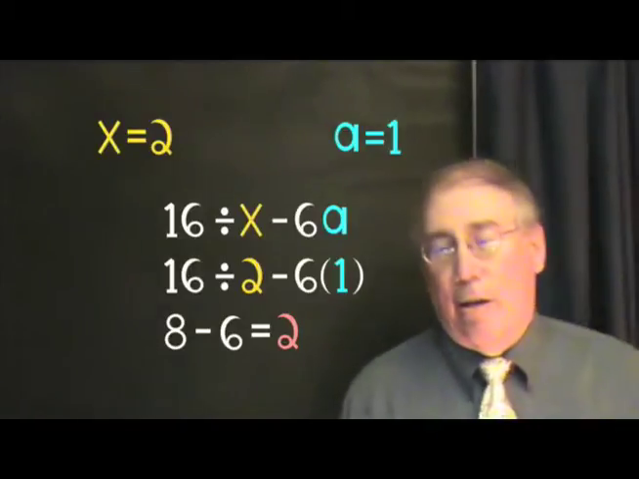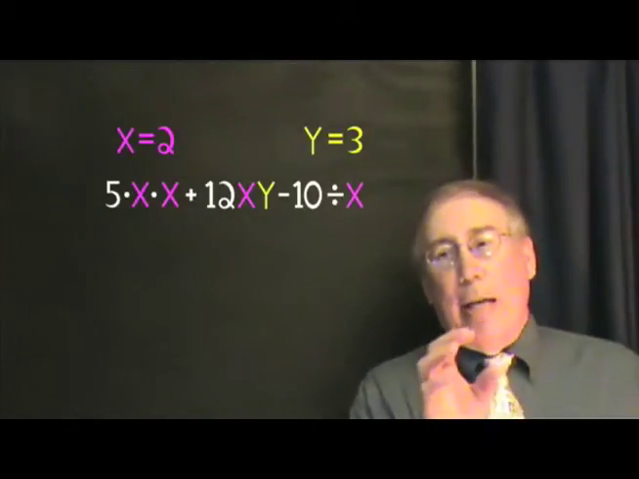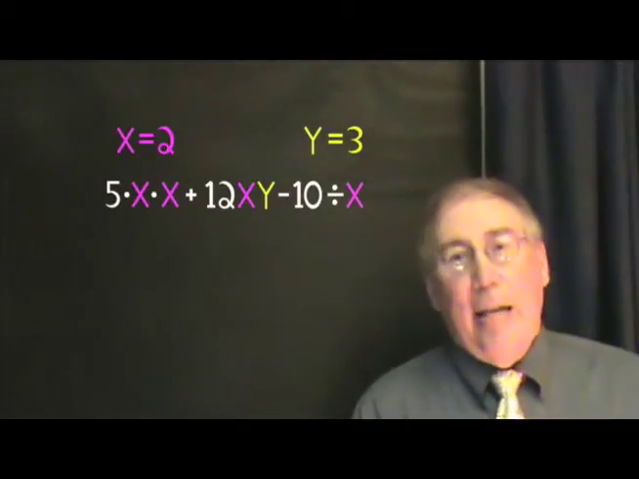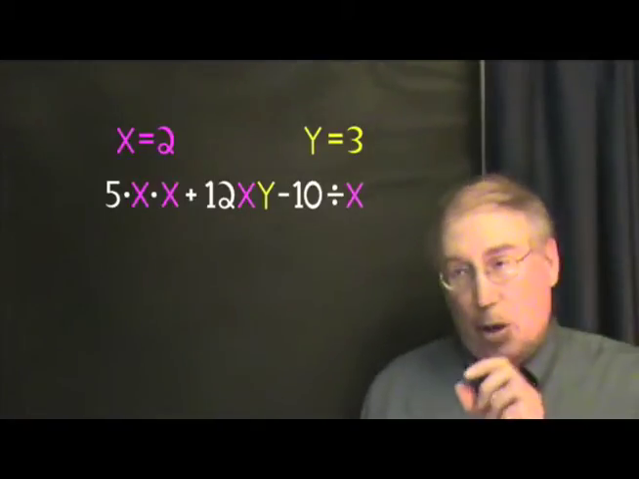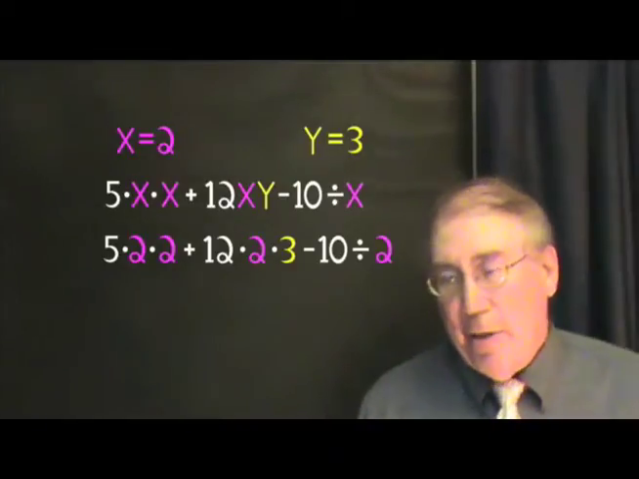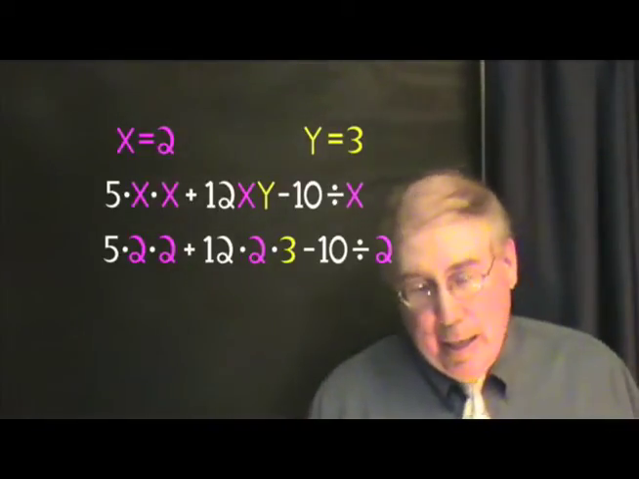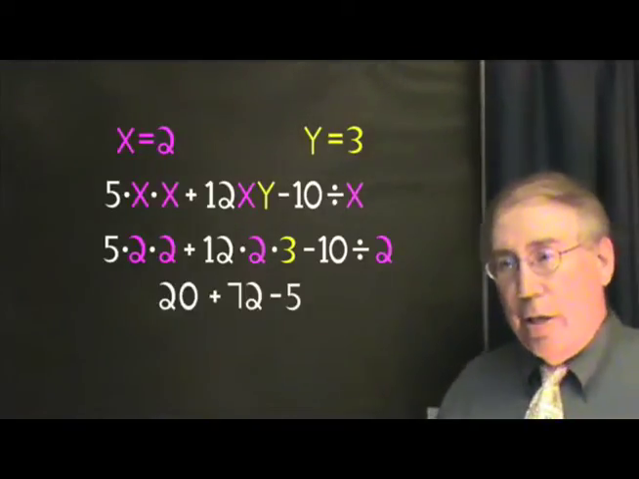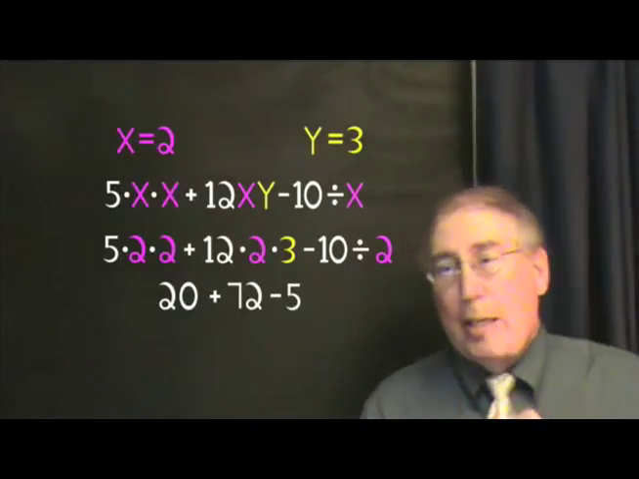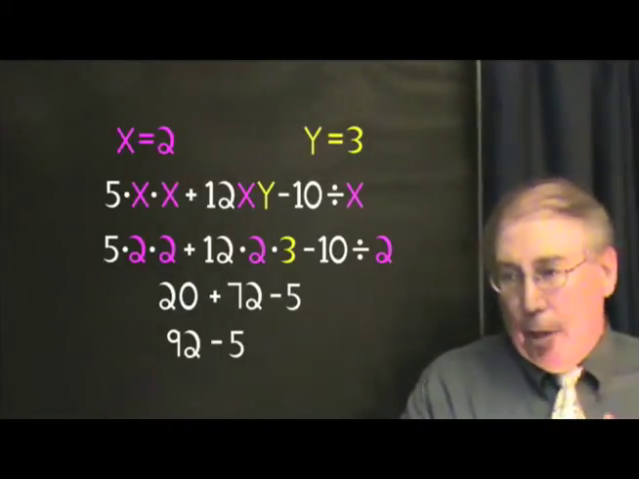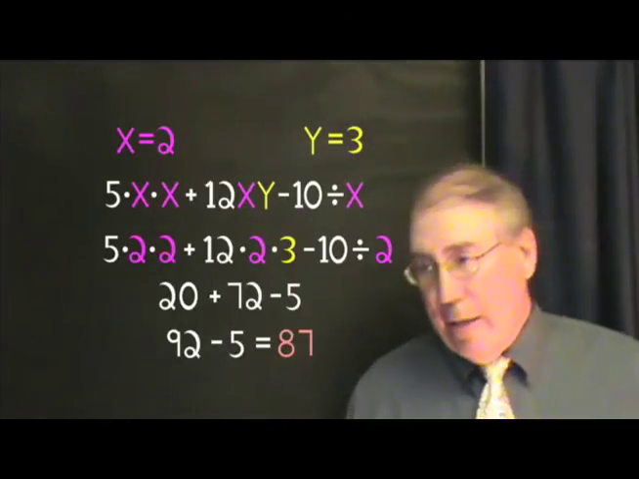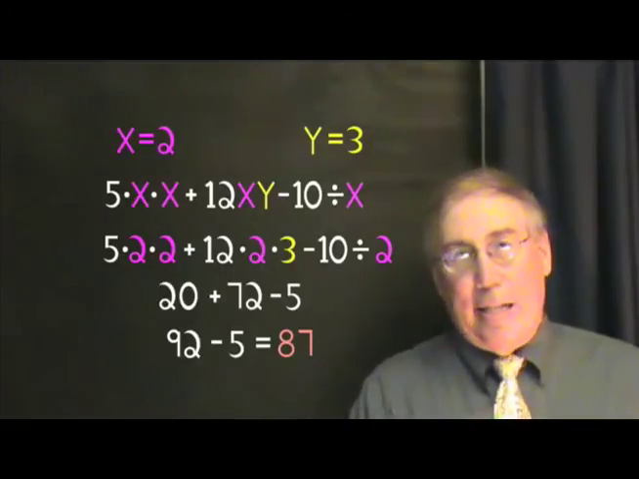So in our last problem here, wherever you see an x, you put a 2. Wherever you see a y, put a 3. And now, the first part here, that's 5 times 2 times 2, which will give us 20. And then we got 12 times 2 times 3, and that will give us 72. And now, we got to remember, we got to divide 2 into 10 first, and that'll give us a 5. So start from left to right there, doing the adding and subtracting, and we get 92 minus 5, and that's your answer, 87. Thank you.